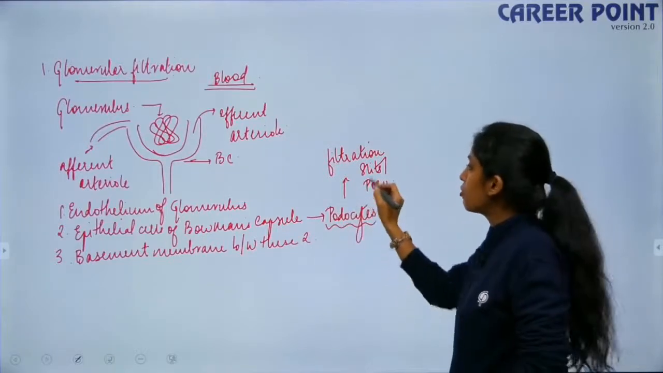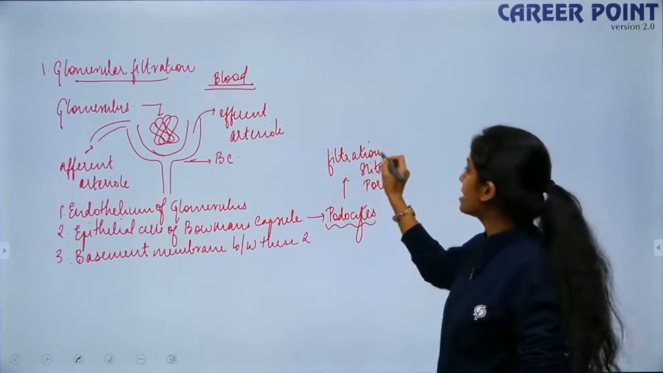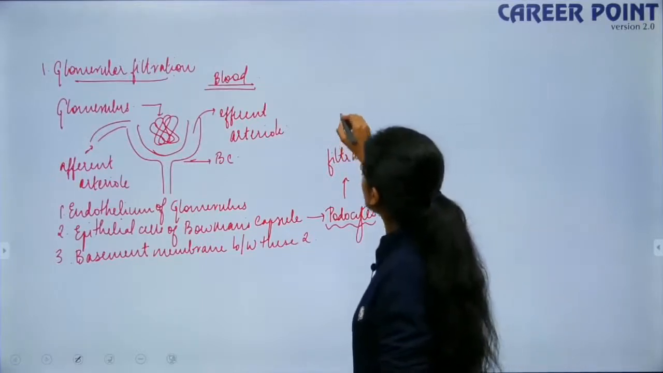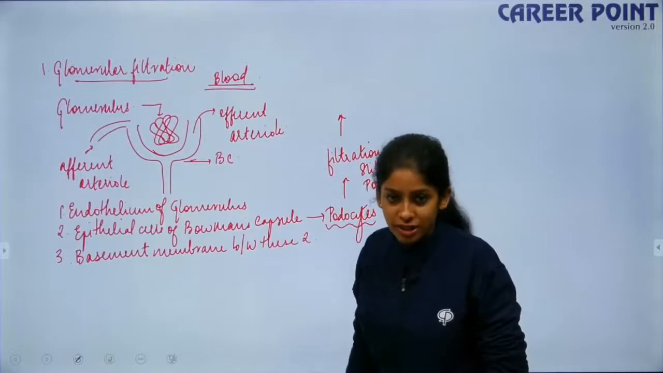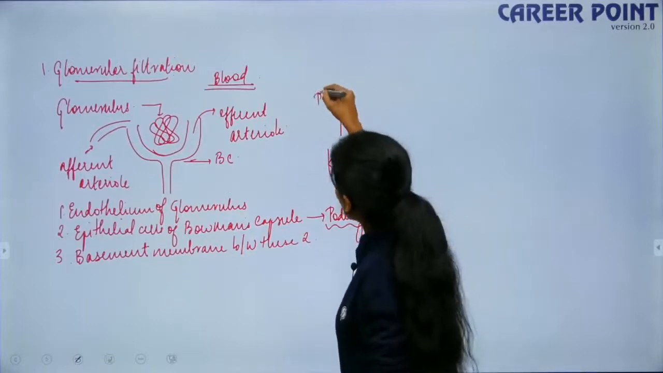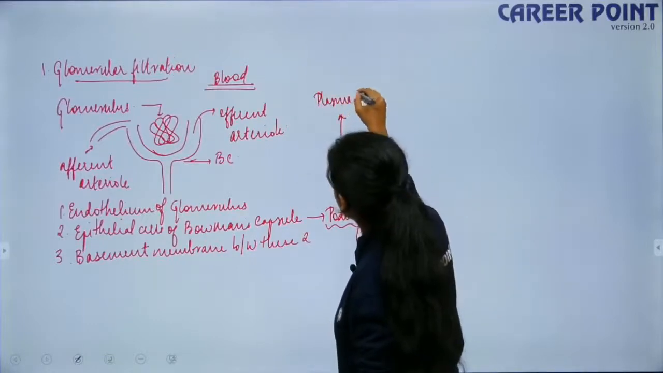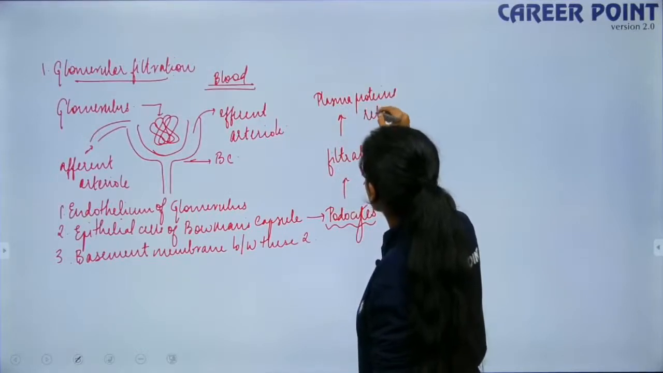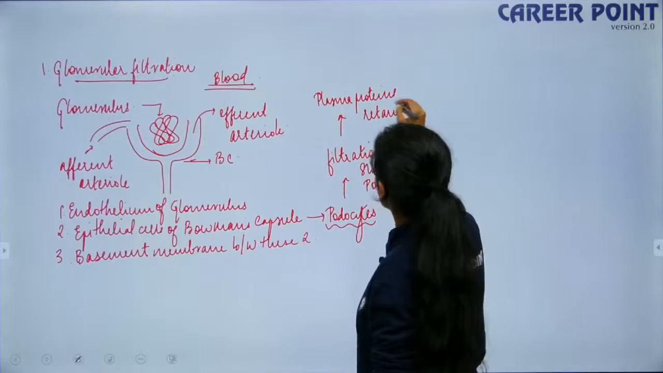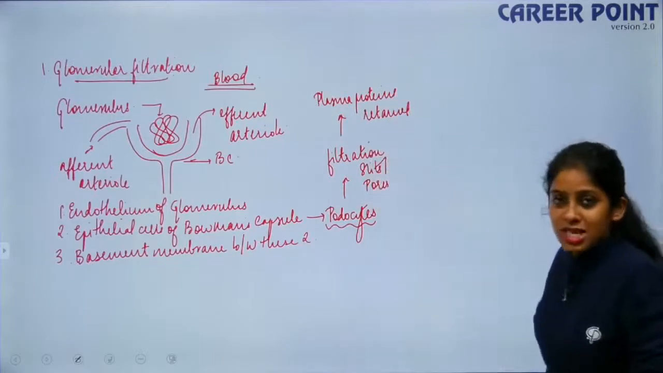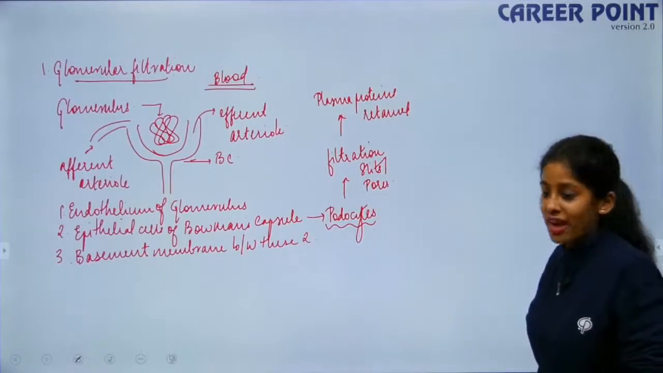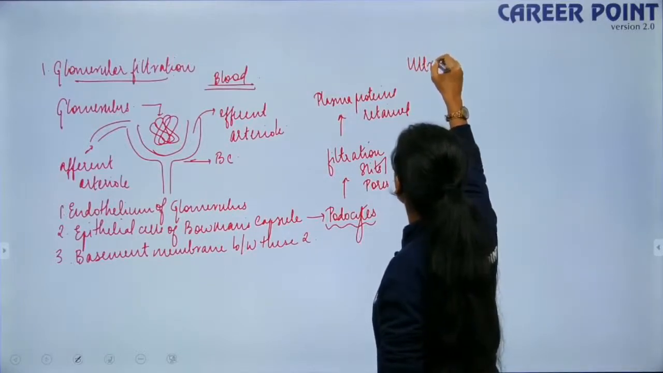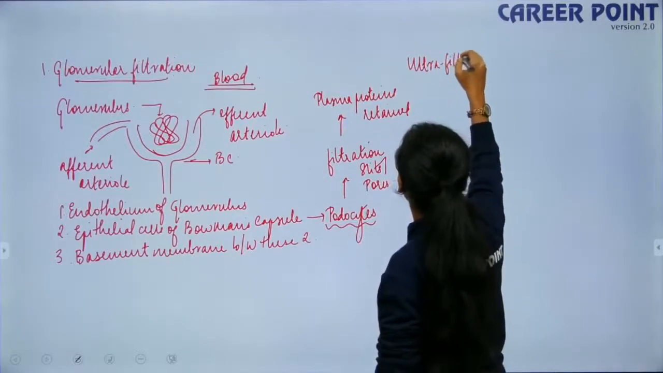The purpose of having podocytes is because they have filtration slits. They do not even allow plasma proteins to get filtered. So even plasma proteins are retained. So that is the function of your podocyte. Since the filtration is very accurate, this filtration is known as ultrafiltration.